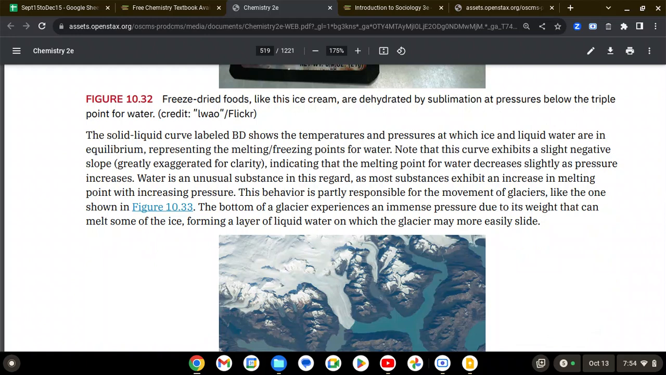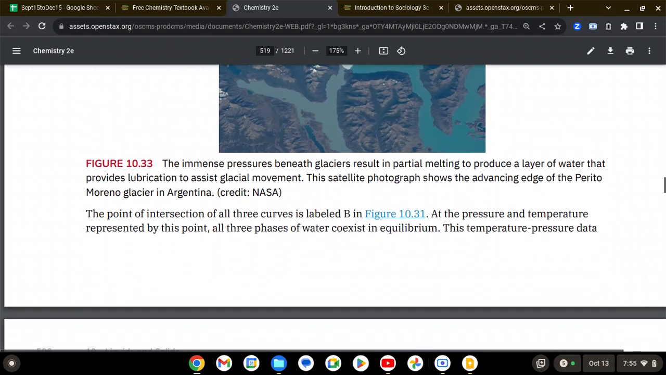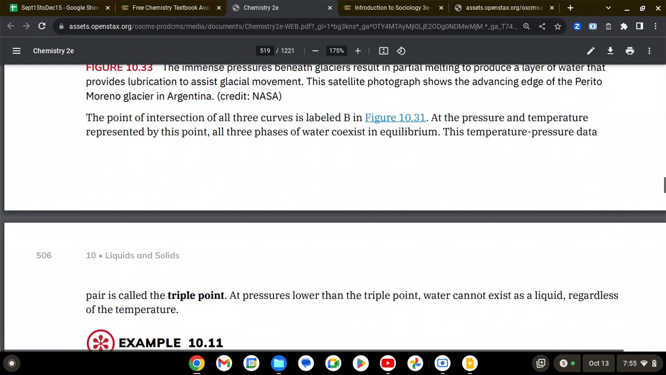The bottom of a glacier experiences an immense pressure due to the weight, which can melt some of the ice, forming a layer of liquid water on which the glacier may more easily slide. The point of intersection of all three curves is labeled B in Figure 10.31. At the pressure and temperature represented by this point, all three phases of water coexist in equilibrium. This temperature-pressure data pair is called the triple point. At pressures lower than the triple point, water cannot exist as a liquid, regardless of the temperature.